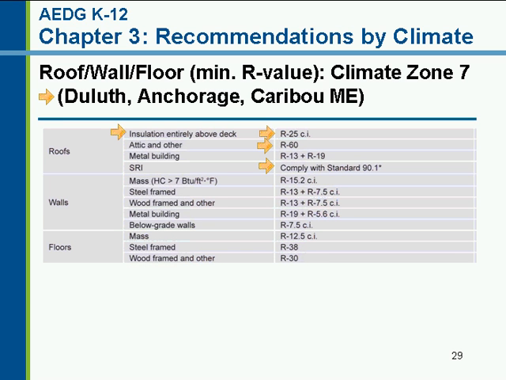For the walls, again, the insulation levels keep stepping up. Mass walls now up to R15.2 continuous. Steel framed and wood stud walls R13 plus R7.5 continuous insulation. And metal building walls and below grade walls similar to before. For floors, mass floors up another increment to R12.5 continuous insulation. And steel frame floors up to R38 continuous insulation.